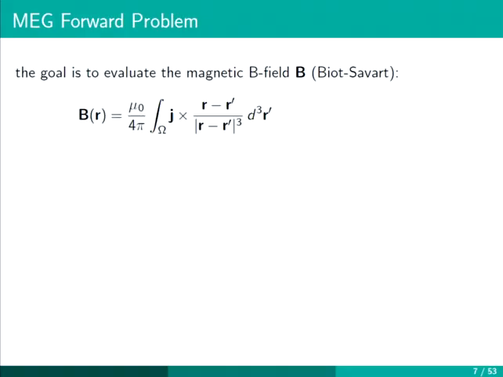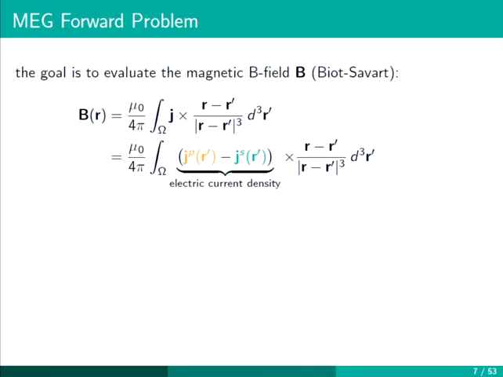In the MEG case, the goal is to evaluate the magnetic field B. We have B of R, which relates the magnetic field B, evaluated outside of our head, our domain, and is an integral. What we have to focus on is, again, omega, and J. J can be split into two contributions: JP, that we saw already before, the dipolar source, and JS, the current that is flowing in the volume conductor, the secondary electric current density.